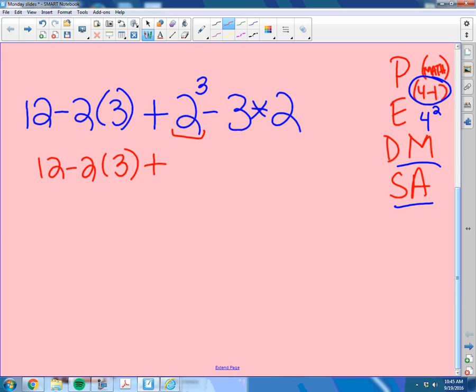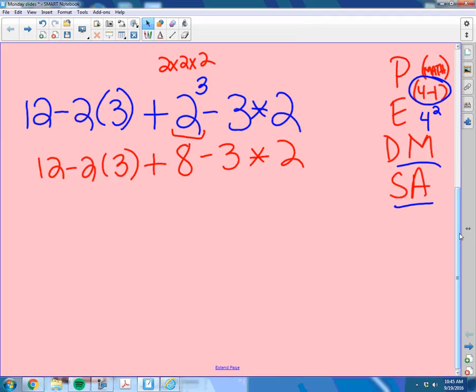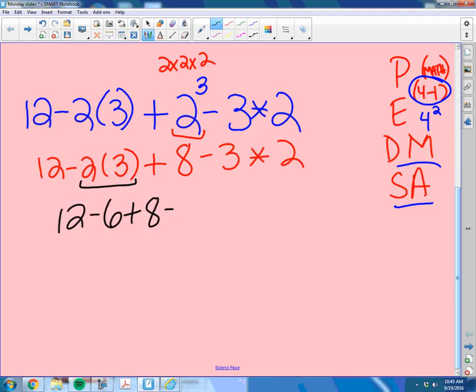8. Very good, Cameron. It's 8. 2 times 2 is 4 times 2 is 8. It's 2 times 2 times 2 minus 3 times 2. No more exponents. What's next? Multiplication or division. So I need to just read until I find it. I have multiplication here. So it becomes 12 minus 6 plus 8 minus 3 times 2. I still have more multiplication here. So it's 12 minus 6 plus 8 minus 6.